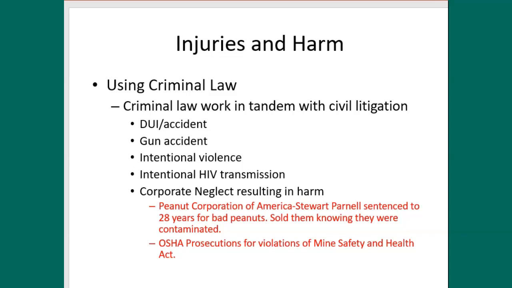So you can see how criminal liability can be paired up with civil liability to try to modify these behaviors for the purpose of limiting and reducing the incidence of preventable injuries and harm, and limiting the severity of the injuries when they do occur.